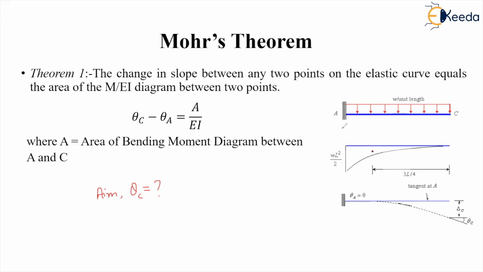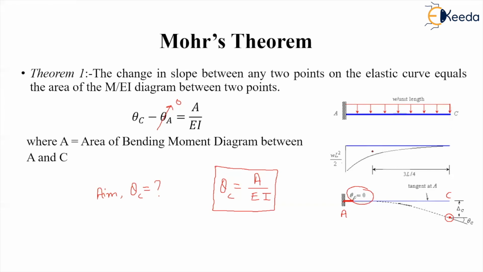You know that in a cantilever beam, the fixed point has 0 slope. So I can choose one point A where the slope is 0, and the other point where I want to find the slope. In this case, theta A becomes 0, and I directly get the area of the bending moment diagram between A and C divided by EI. This will give the slope at point C. So if you want to find the slope at point C, you have to choose another point where the slope is 0.